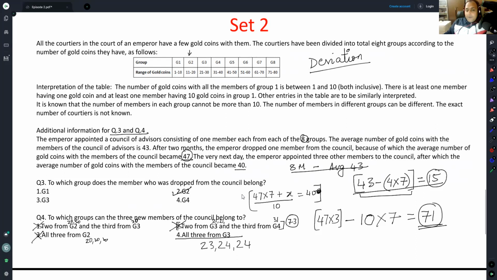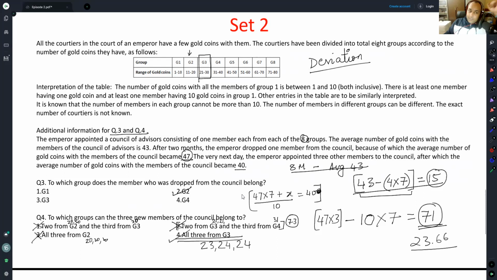A smarter way of doing this, wherein you wouldn't have to check every case, would be simply: where is the average of this coming out to be? Can you see the average of this is 23.66? So now when you are running through these options, you can happily see 23.66 lies within G3. Can I have all three members from G3? Yes, you would have directly marked this option and moved on.